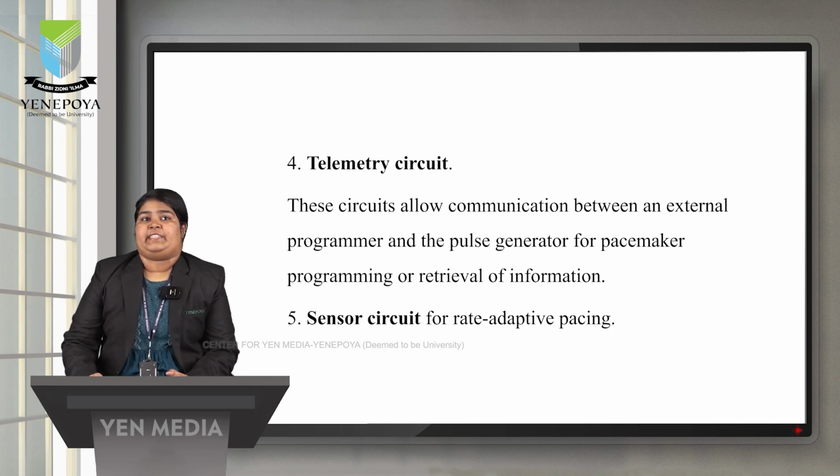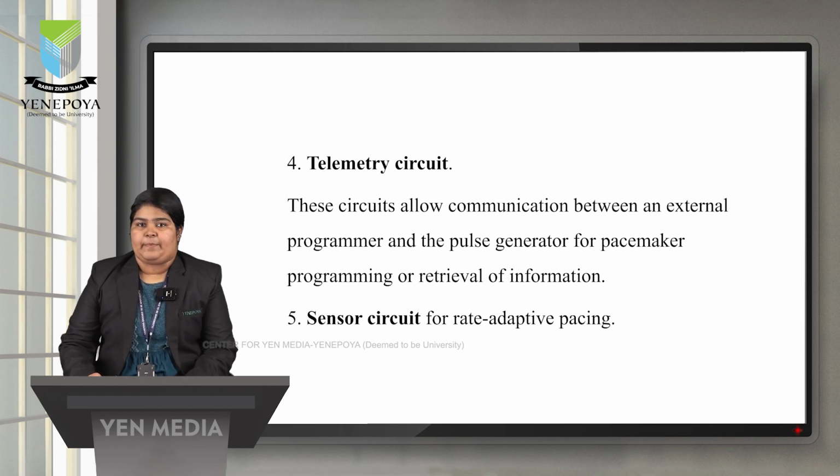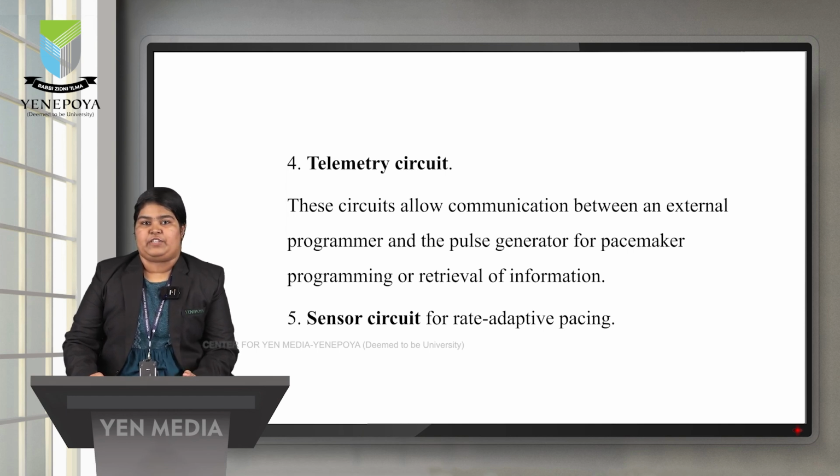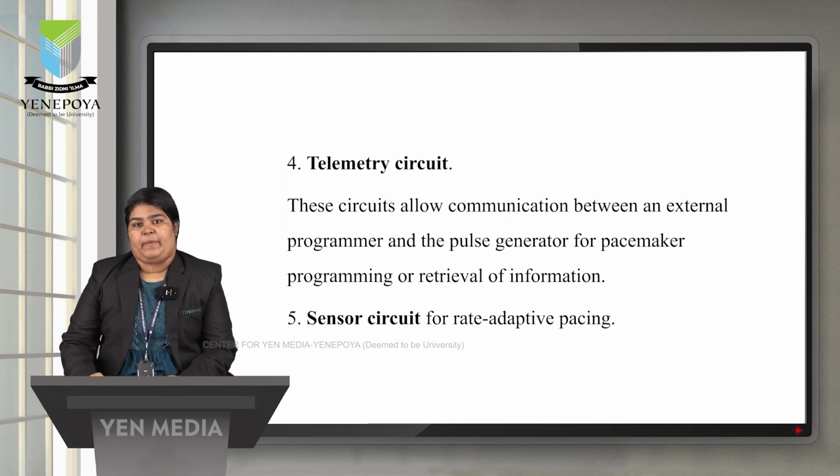Next we move on to the telemetry circuit. The telemetry circuit provides communication between the external programmer and the pulse generator, so that we can program accordingly. Next we move on to the sensor circuit. The sensor circuit has the feature of rate adaptive pacing. For example, if a patient is sleeping, a heart rate of 60 beats per minute is sufficient. If a patient is doing any exertional activity, they require a heart rate of more than 90 to 100 beats per minute. So based on the activity done by the patient, the rate of the pacemaker will be modified. That is rate adaptive pacing.